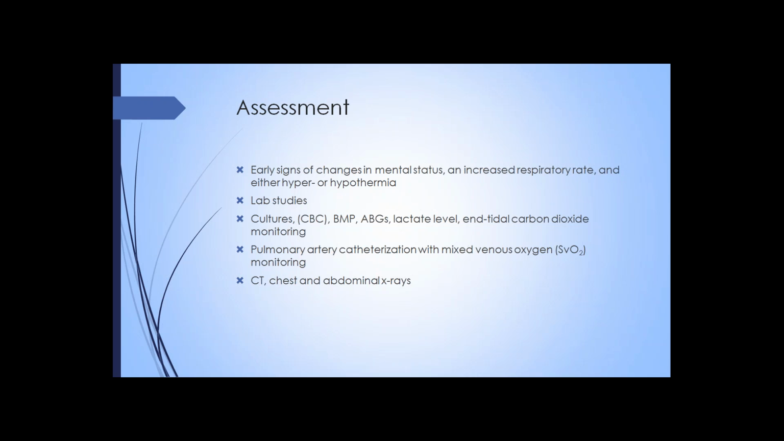You want to know what your basic metabolic panel is, because you want to know what your potassium, your mag, your BUN, and creatinine are. You're going to want to know what your lactate levels are, because you're looking for acidosis.